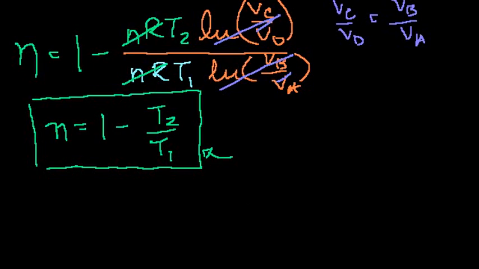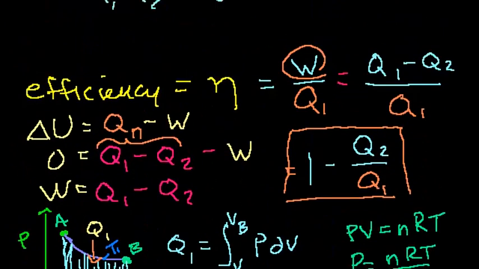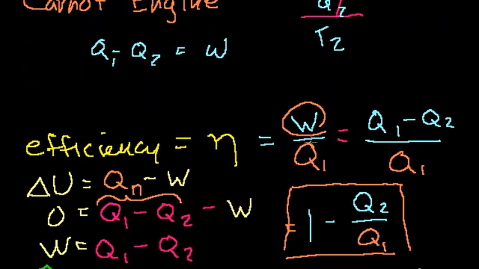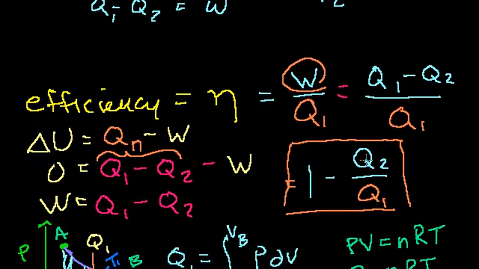In the last video, I showed you that the definition of efficiency, eta, is the work that we do given the amount of heat we are given to work with. And we showed that for an engine that could also be rewritten as 1 minus Q2 over Q1. Or essentially 1 minus the heat that we output from our engine divided by the amount of heat we input to our engine.